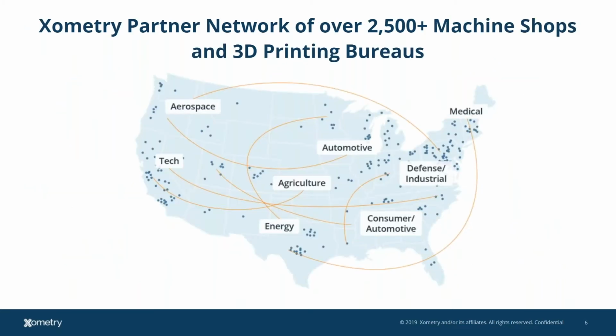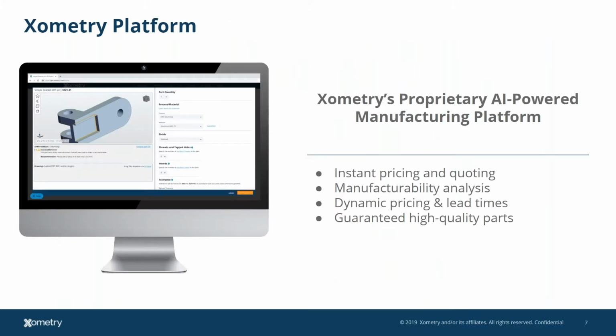And just kind of showing you a distribution map here, we have different manufacturers in different sectors. And so you're working on medical device, aerospace, tech, energy, consumer electronics. We have the right shop in our system for you, and we do that matchmaking just at a click of a button. So let's show you what the site looks like.